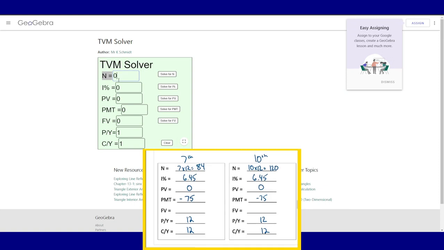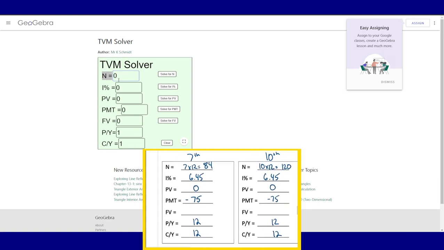So if we focus on the first one, the 7th birthday, N is 84, I is 6.45, PV is 0, PMT is negative 75 because we're depositing it, FV is 0 right now, PY is 12, CY is 12, and we solve for our future value, and we find that we get $7,936.30.